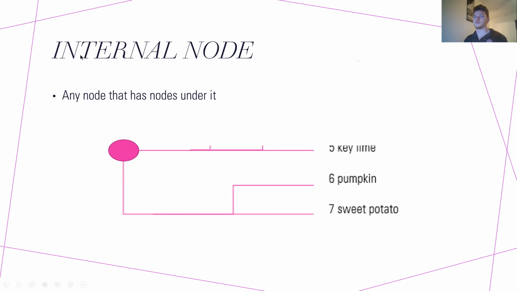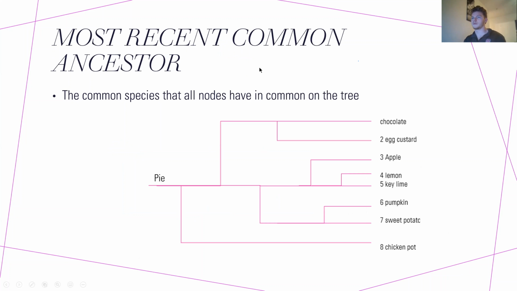So the internal node is the next step. Any node that has nodes underneath it. So an internal node, once again, pumpkin and sweet potato are a good example of it. So the internal node is right here, and then it branches off into the pumpkin and sweet potato. While it's not the original common ancestor, which is what we have here, the most recent common ancestor is what all the nodes have in common on the tree.